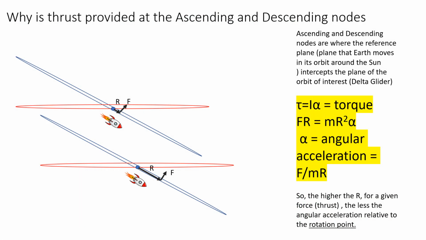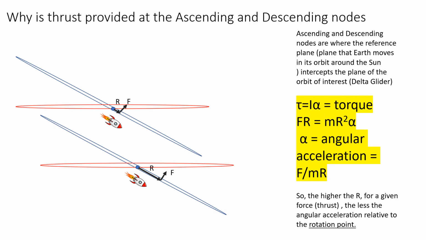Okay, just previously I showed you how to rotate the orbital plane of the Delta glider to align with the orbital plane of the moon. And I mentioned that the thrust needs to be provided at the ascending or descending node. So here I'm going to explain what those are and why that is where the thrust needs to be applied.